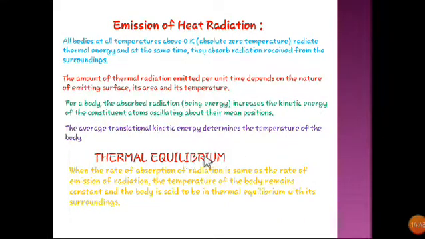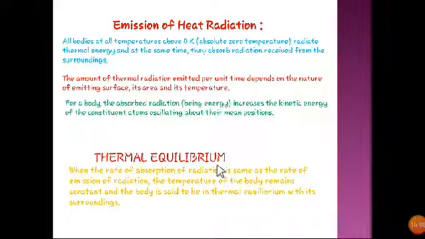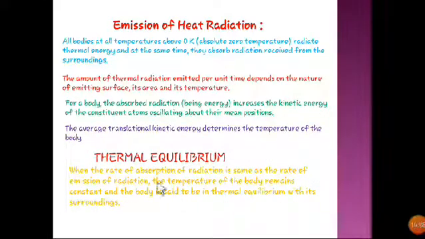Now let's see what thermal equilibrium is. Thermal means it is related to heat. Heat means temperature, and equilibrium means something should be equal. In thermal equilibrium, temperature should be equal. But which temperature should be equal? Let's see. When the rate of absorption of radiation is the same as the rate of emission of radiation, the temperature of the body remains constant and the body is said to be in thermal equilibrium with the surroundings.